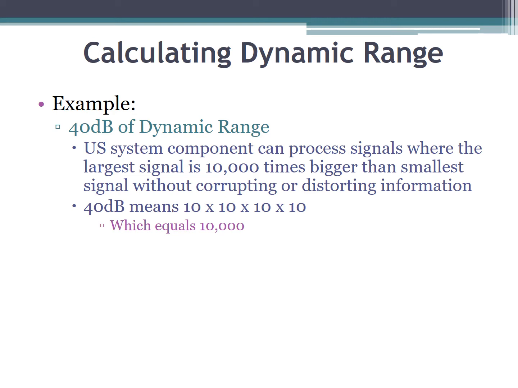So if we had an ultrasound component that had a dynamic range of 40 decibels, then the strongest signal it could detect would be 10,000 times stronger than the weakest signal. This should all be reviewed from learning about decibels last semester. Just recognize that the higher the decibel or dynamic range, the more sensitive it is to stronger signals compared to weaker signals.